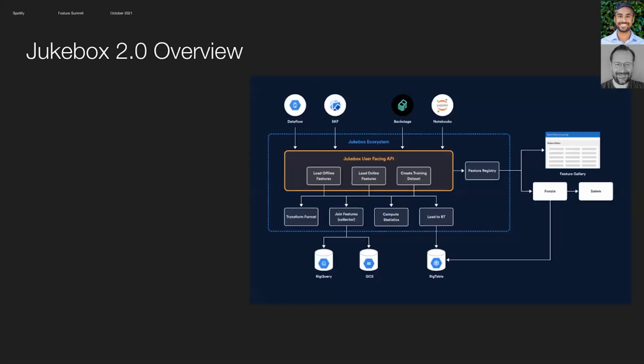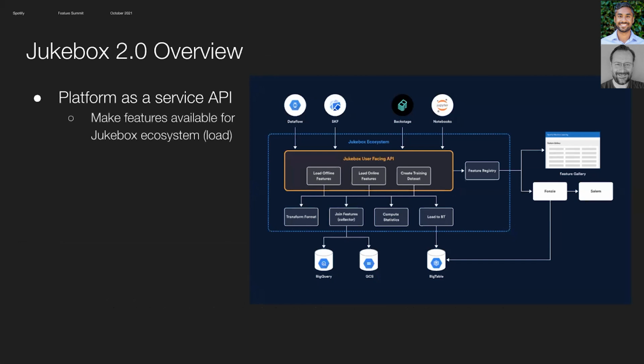So that leads us really to where we are now. Jukebox is a platform as a service for working with machine learning features. It helps machine learning practitioners focus on what features an ML model needs, rather than dealing with how to find those features, or how to join them together, or how to make them available in an online store for inference.